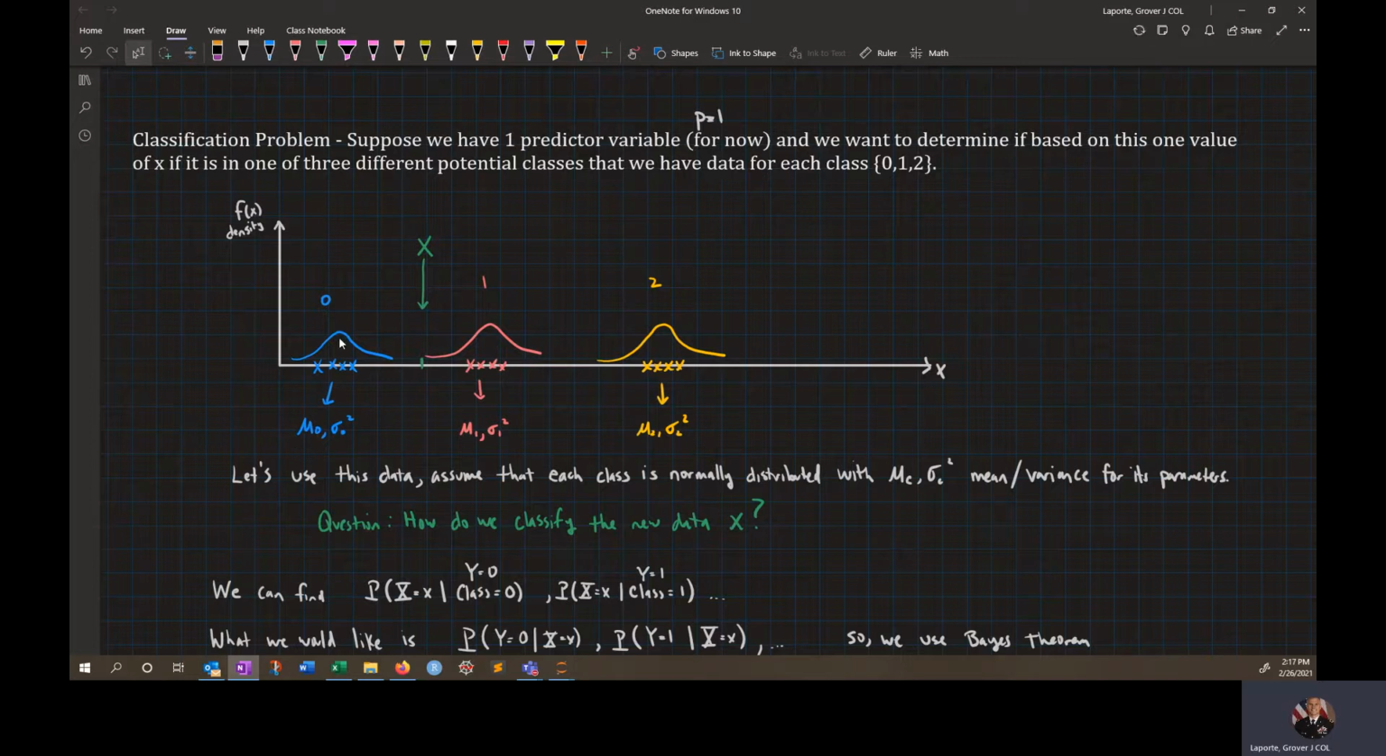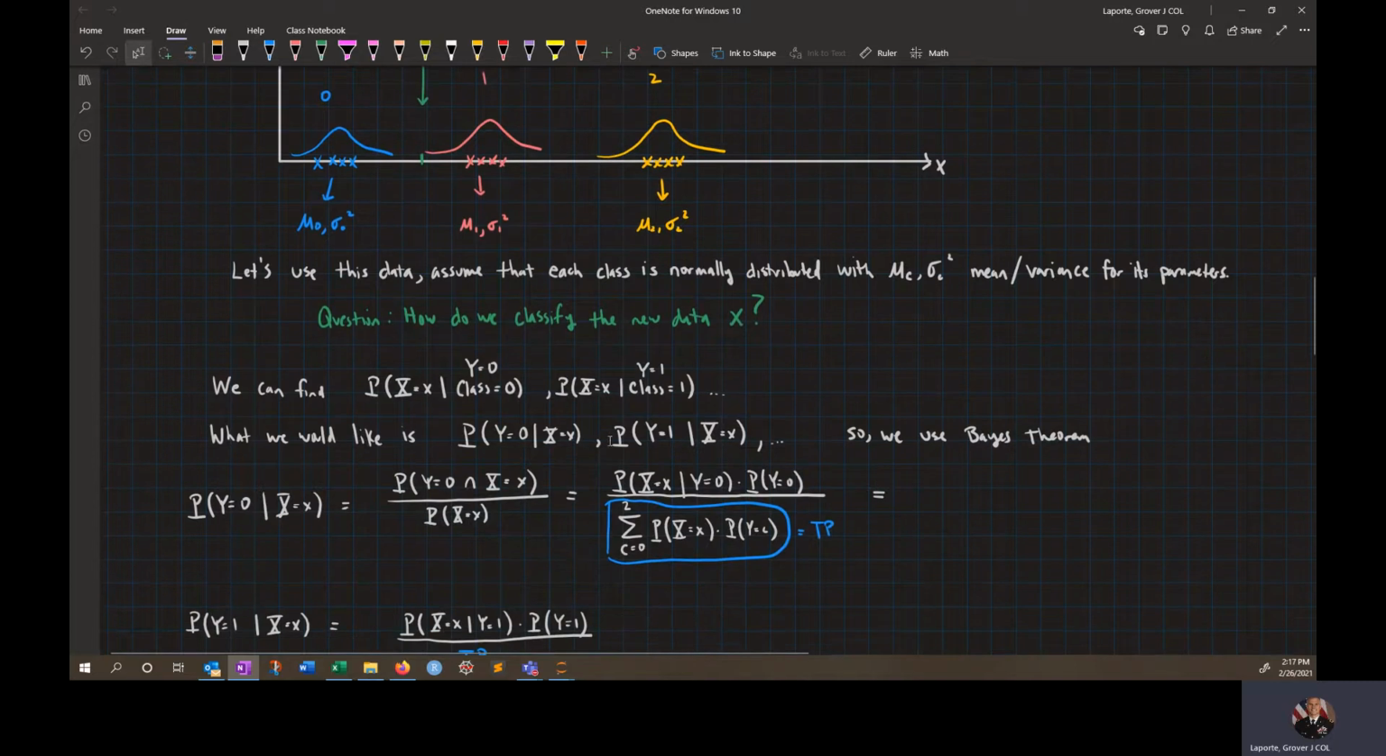You just use the data and say, all right, all my zeros, I'm going to find X bar 0, or whatever kind, but we're going to get an estimate for mu 0, and one of the ways to write that is mu hat 0. And then we get an estimate for mu 1 using those data points, and an estimate for mu 2 using those data points. So let's assume that we use this data, assume that it's normally distributed with this mu c, sigma c squared, mean and variance. The question is, how do we classify the new data?